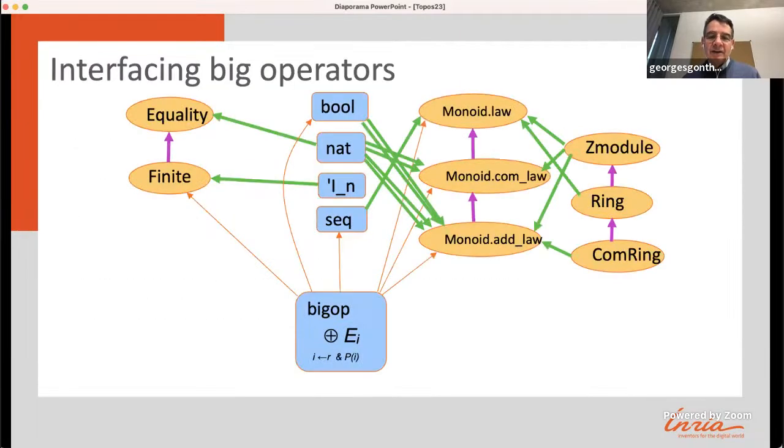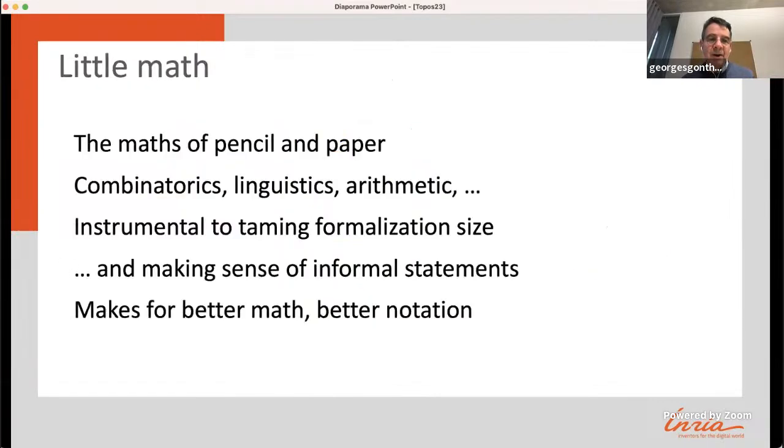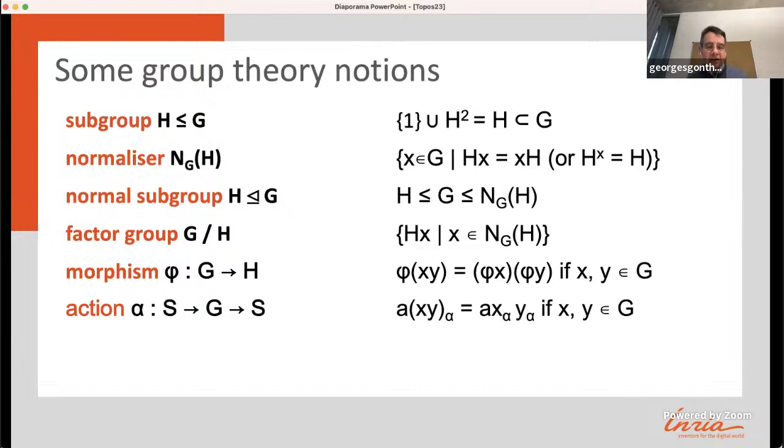So to summarize, you've got all of these interfaces that let you build big operators. It's those interfaces, both standard mathematical ones and non-standard ones, that let you organize a library that's flexible enough and expressive enough to do some serious mathematics. Again, the key thing is the little math.